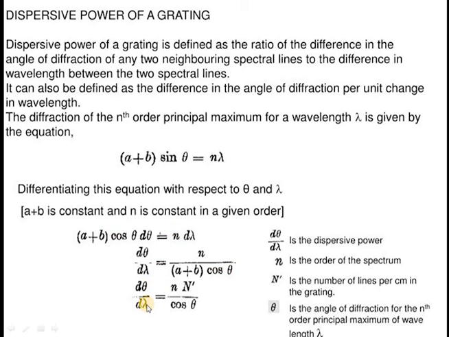So d theta by d lambda, I am naming a plus b is 1 by N. So instead of a plus b, if I write 1 by N, what I'll get? n N by cos theta. d theta by d lambda is the dispersive power. Small n is the order of the spectrum, and this N is the number of lines per centimeter of the grating. Theta is the angle of diffraction for the nth order principal maxima.